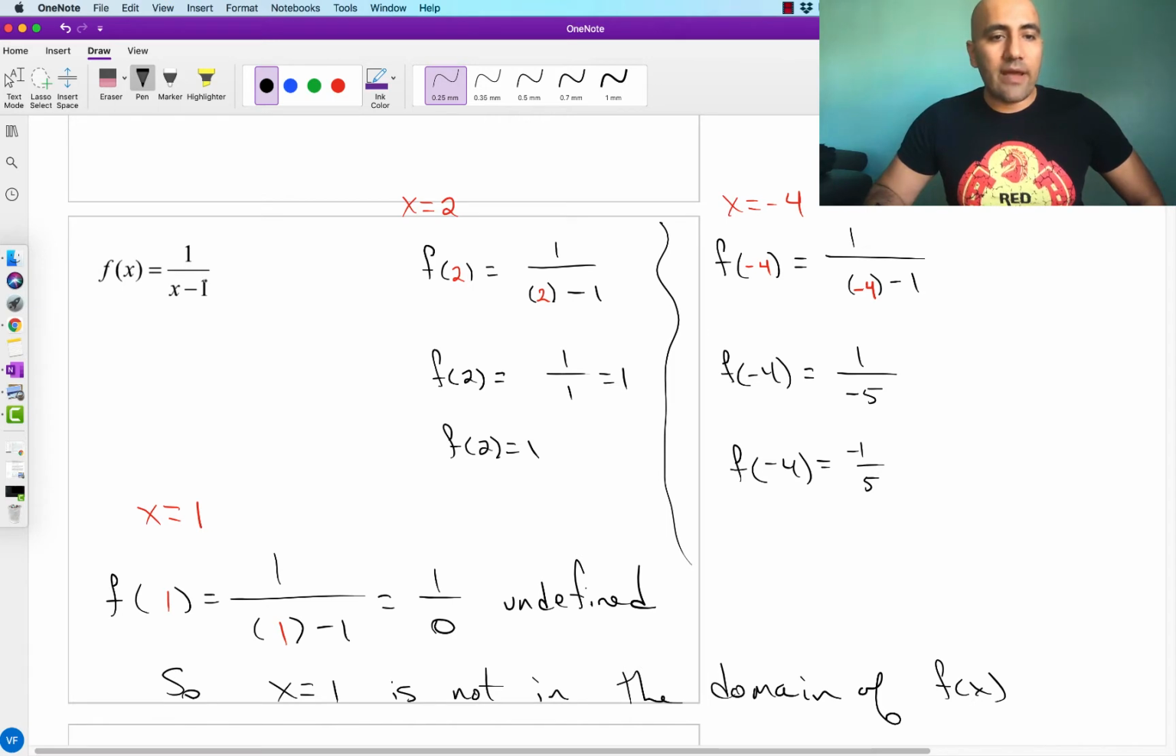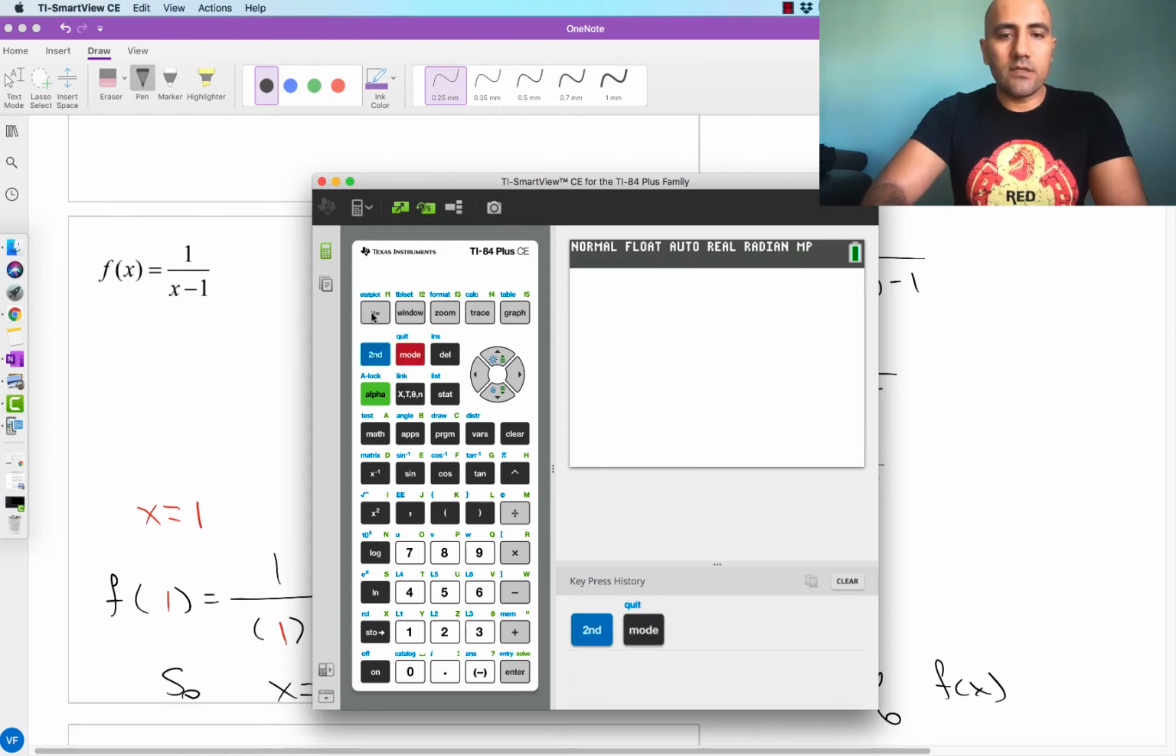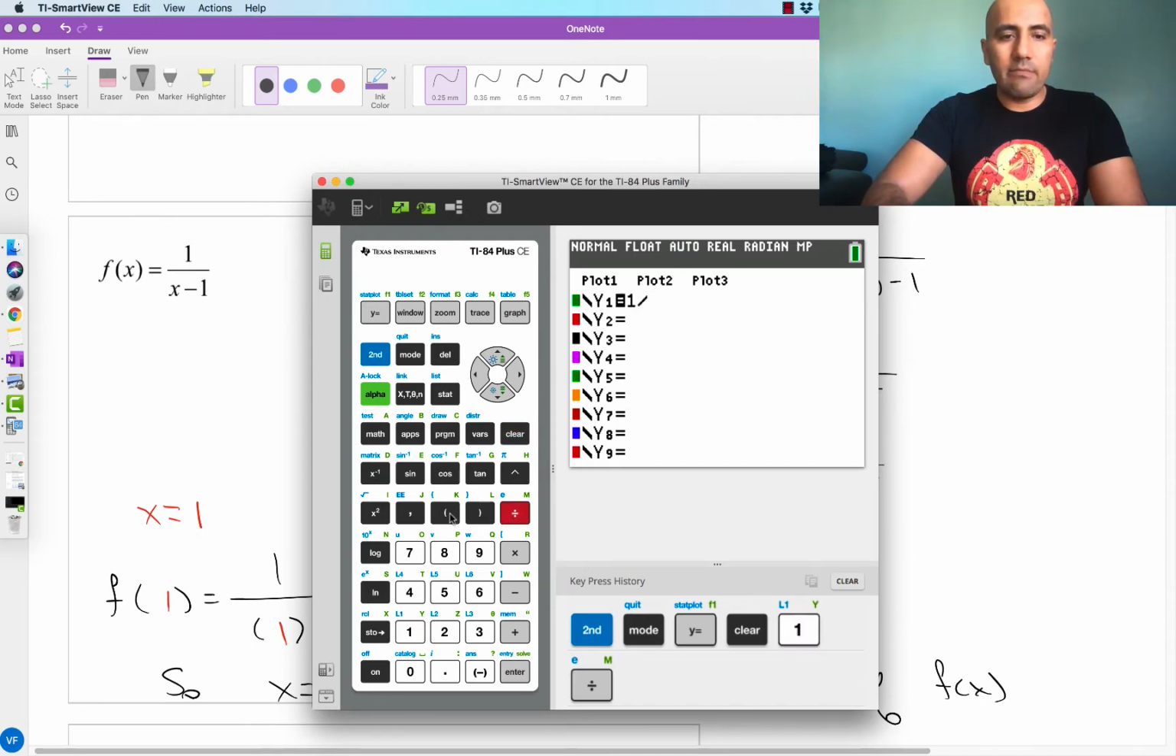To do that, we're going to go back to our calculator. We're going to put this back into our calculator and then use the table feature in our calculator to plug in values that are close to 1 from either side and see what happens as we do that. So from our calculator, quit, go to y equals, clear, and then type this in. So I'm going to do 1 divided by, and then make sure I put parentheses to make sure all of it is in the denominator. And it's going to be x minus 1, close parentheses, enter.